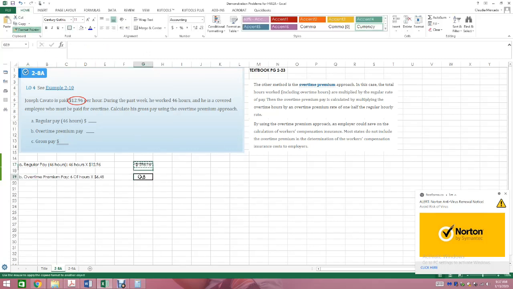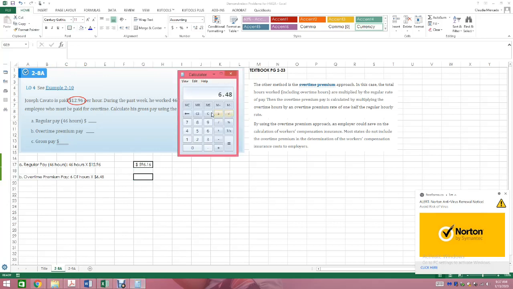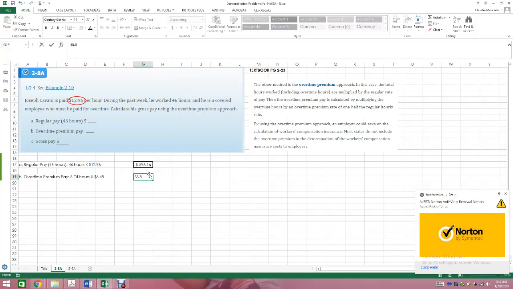So I'm going to get my calculator and do 6 hours times $6.48. That's going to be $38.88. Okay. So here all we did to get the $6.48 was divide your hourly rate by 2 to get one half the regular hourly rate. Okay, that's how we got the $6.48.